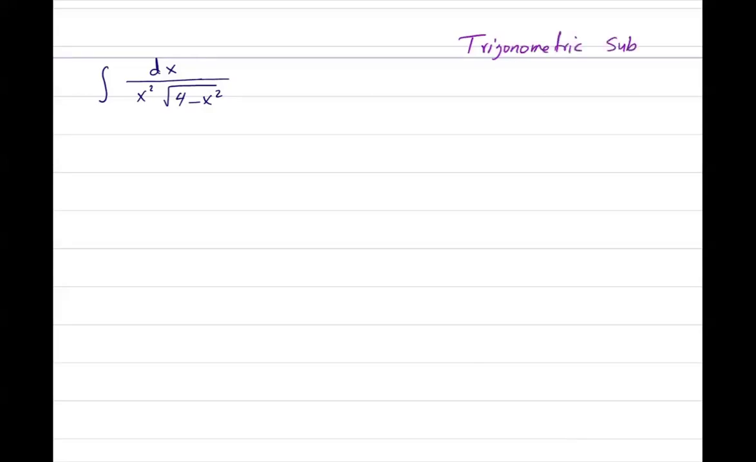Trigonometric substitution. So for this integral, let us use x to be 2 sine theta. You can use any variable that you like. Let x be 2 sine theta. Then dx is equal to 2 cosine theta d theta. Then try to simplify this integral as much as you can.